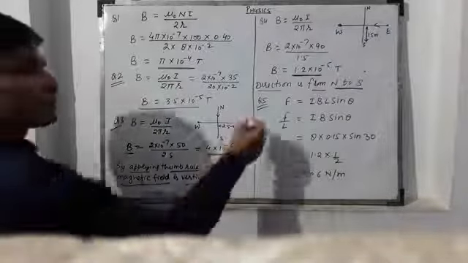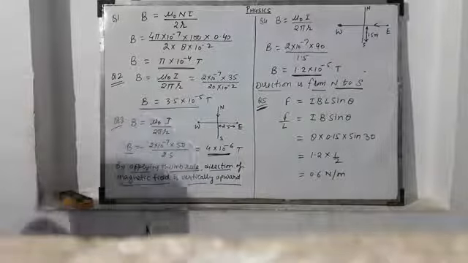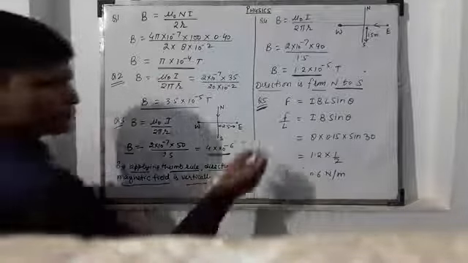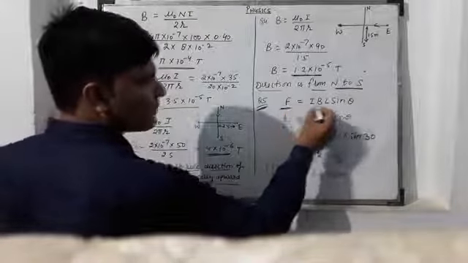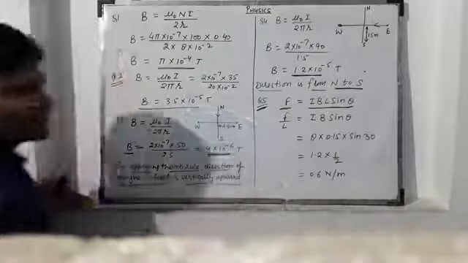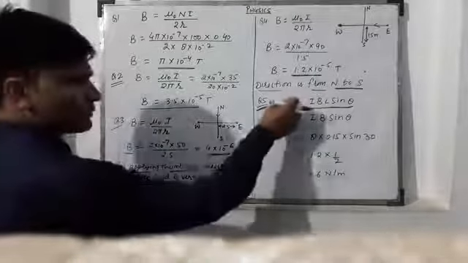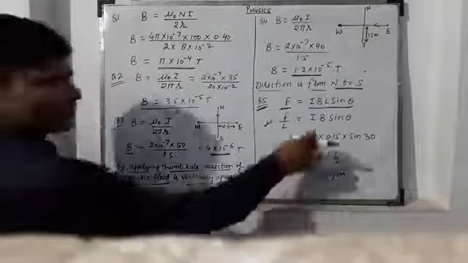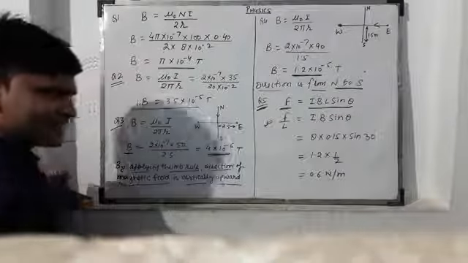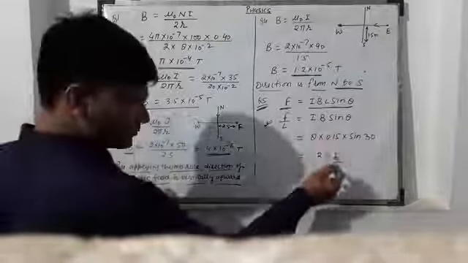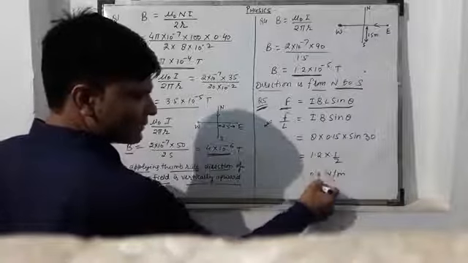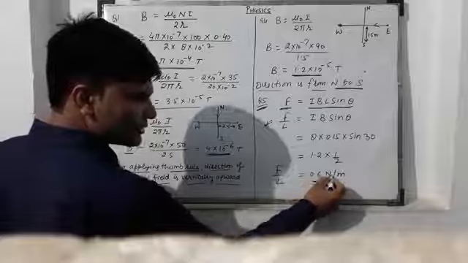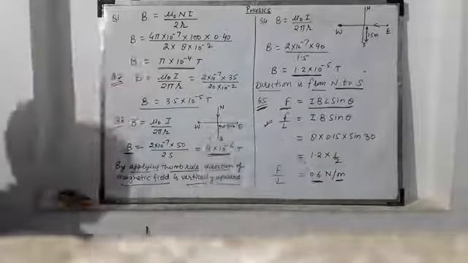And question number 5 is asking about magnetic force per unit length. We know the formula, F is equal to I B L sin theta. F upon L is the force per unit length, so the formula is I B sin theta. By putting in the values, we get force per unit length 0.6 Newton per meter.